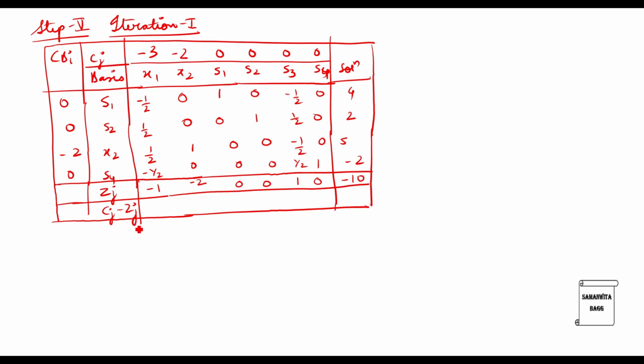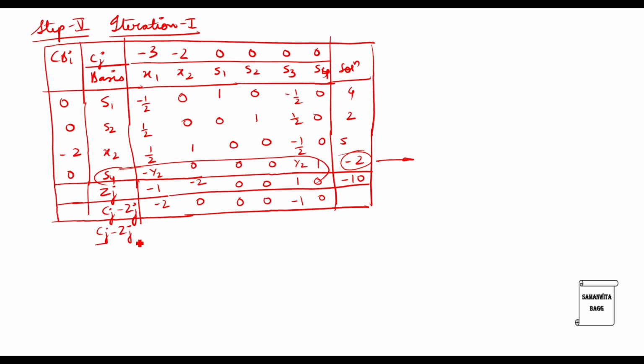Finally, I'll calculate Cj minus Zj. Minus 3 plus 1 minus 2, 0, 0, 0, minus 1, 0. And if you observe, still there is one value minus 2. So S4 has to leave the solution. If S4 is leaving the solution, who should enter the solution?